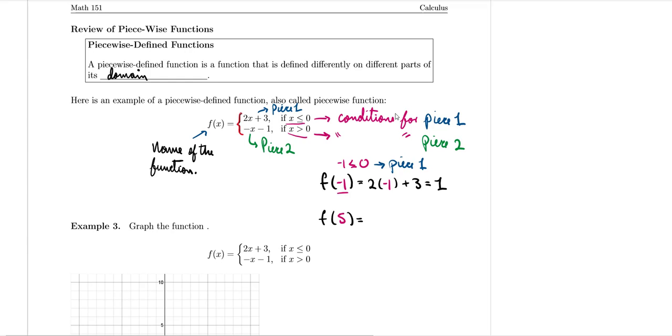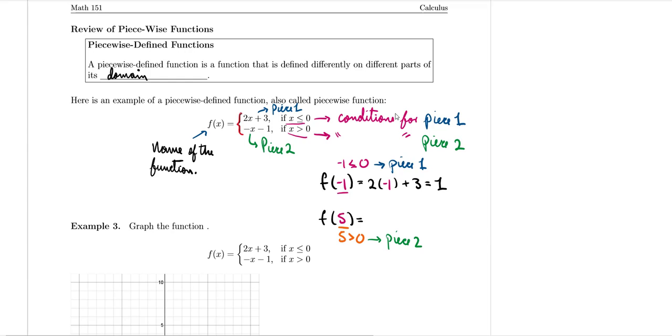Okay. Now notice I did not plug in the -1 into the second piece because the x was not greater than 0. It's all about noticing what your inputs are and what the conditions are for the given pieces. So if I wanted to find out, okay, what is the function evaluated at 5? Well, now the 5, the input here, is this less than or greater than 0? Well, the 5 is greater than 0, so that means that now you're going to be selecting piece 2.